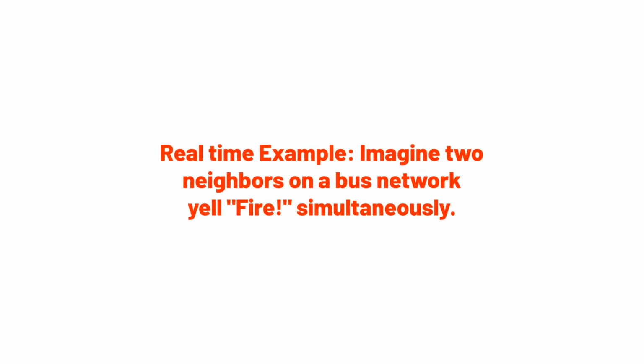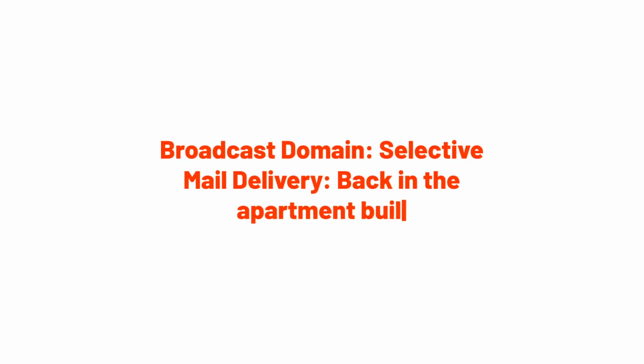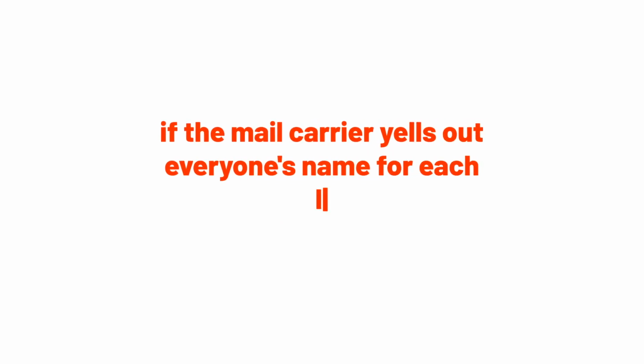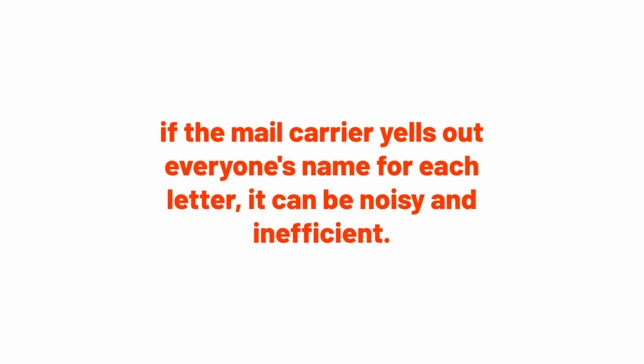Real-time example. Imagine two neighbors on a bus network yell fire simultaneously. The message gets jumbled, and no one understands. This is a collision. Broadcast domain. Selective mail delivery. Back in the apartment building, if the mail carrier yells out everyone's name for each letter, it can be noisy and inefficient.